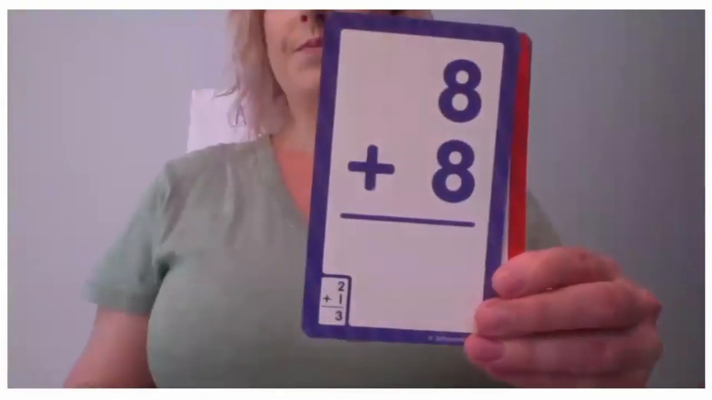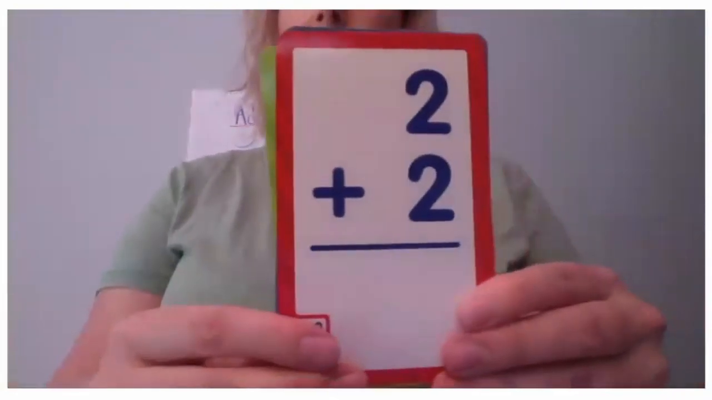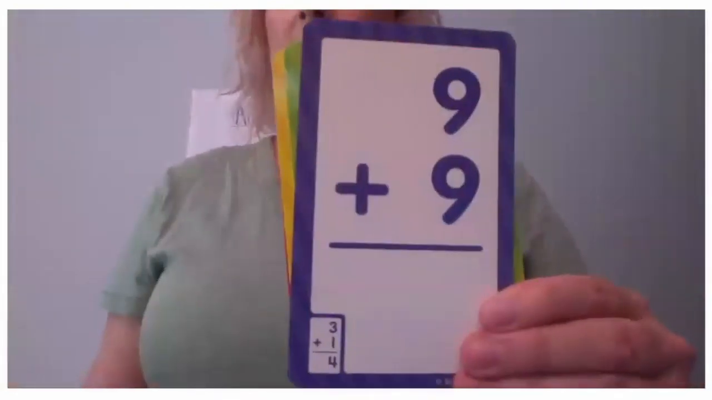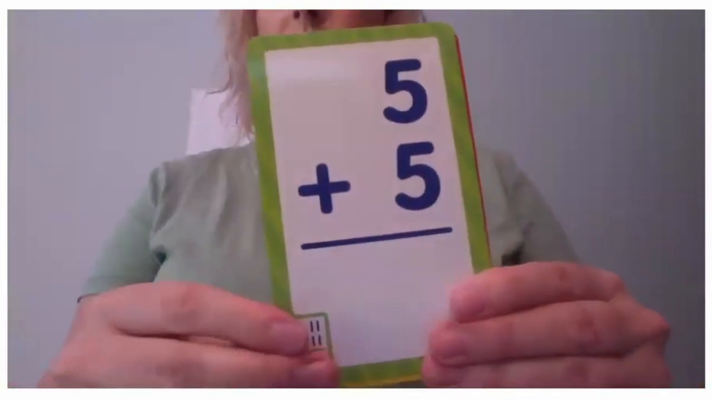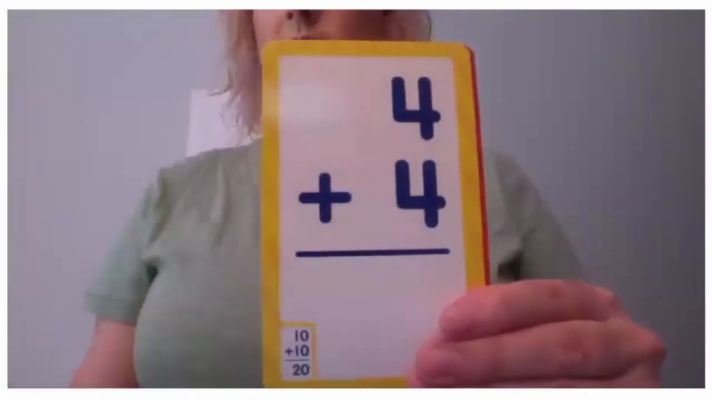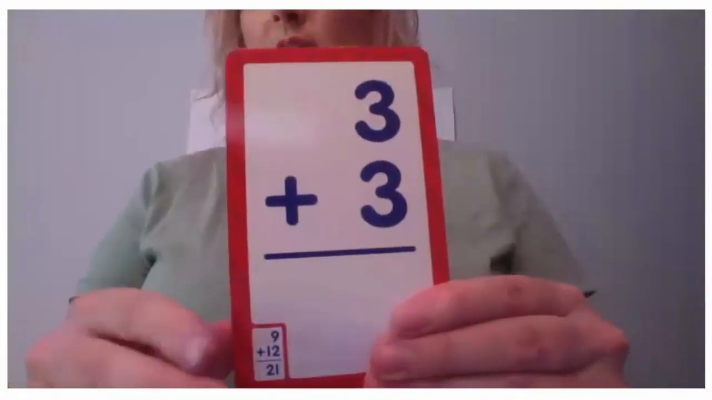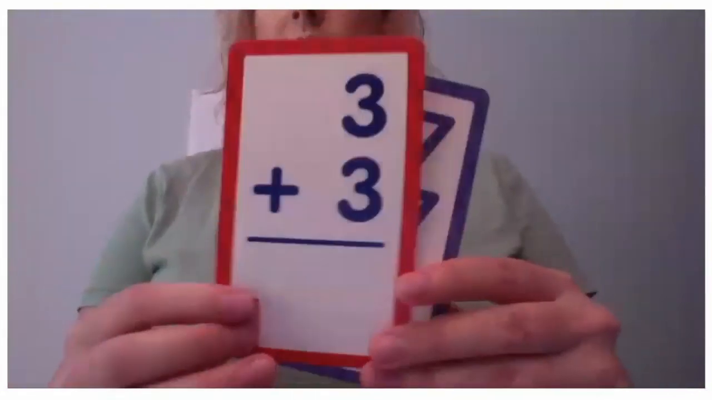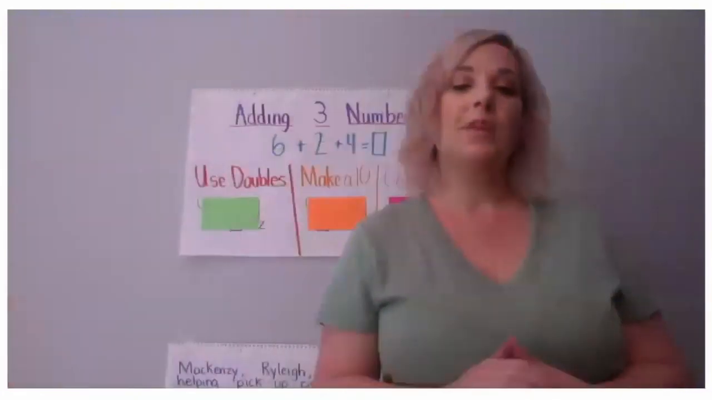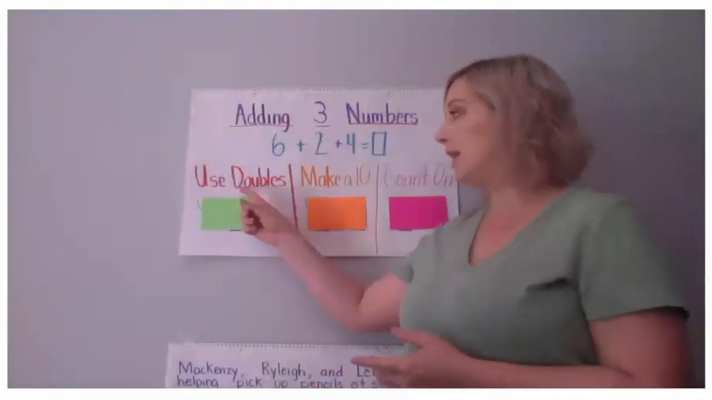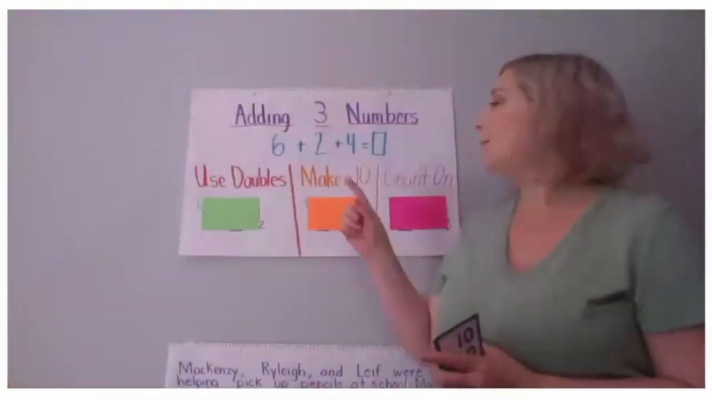2, 16, 4, 18, 10, 8, 6, 14. Good job. If you can say those quickly, that's going to help you be able to find doubles in our equation. The next one I want to show you is making a 10.